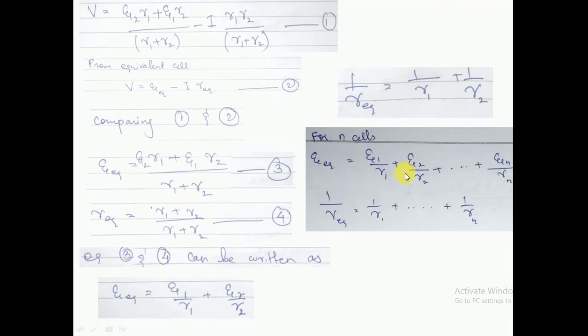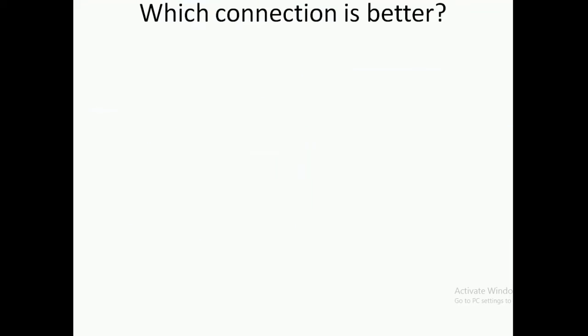Now you can see the difference. In series we have just E equivalent equal to E1 plus E2 plus E3, and R equivalent equal to R1 plus R2 plus R3, but here you can see that the formula is different. Now using this formula we'll check whether series combination is better or parallel combination. So see which is better.